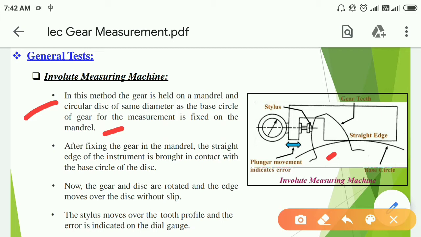Here it shows this is the gear and here is this plunger movement and stylus. Here it is, and here one dial indicator is located. Now the gear and disc are rotated and the edge moves over the disc without slip. The stylus moves over the tooth profile and error is indicated in the dial gauge. Here the movement of this stylus will be like this and the measurement will be done.